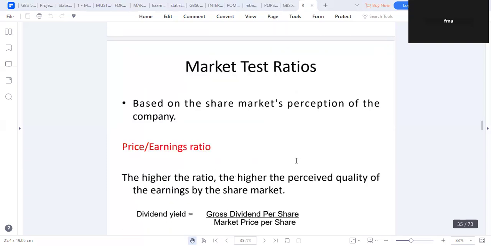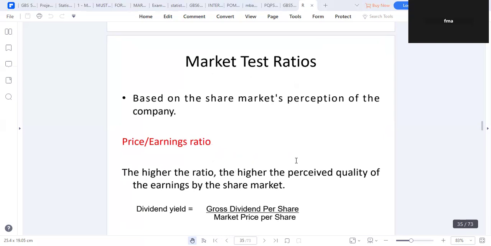Then we also have market test ratios. These look at how our stock is performing. So these are the ratios.